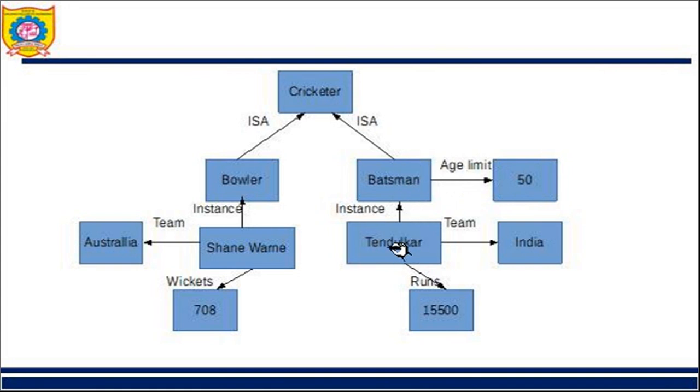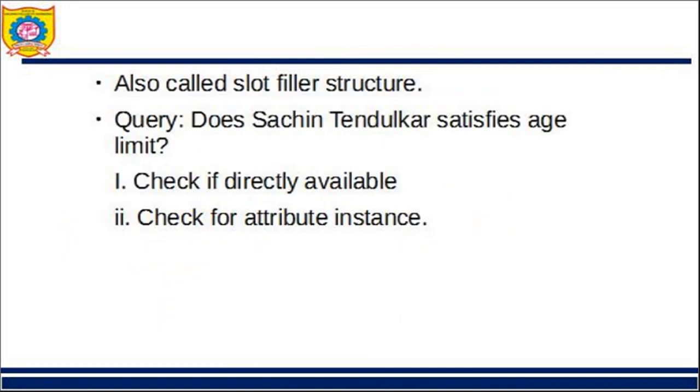Okay, because everything is inherited over here. So the answer is true. It will return true. Yes, he satisfies the age limit. It is checked. So this representation is far better than relational.